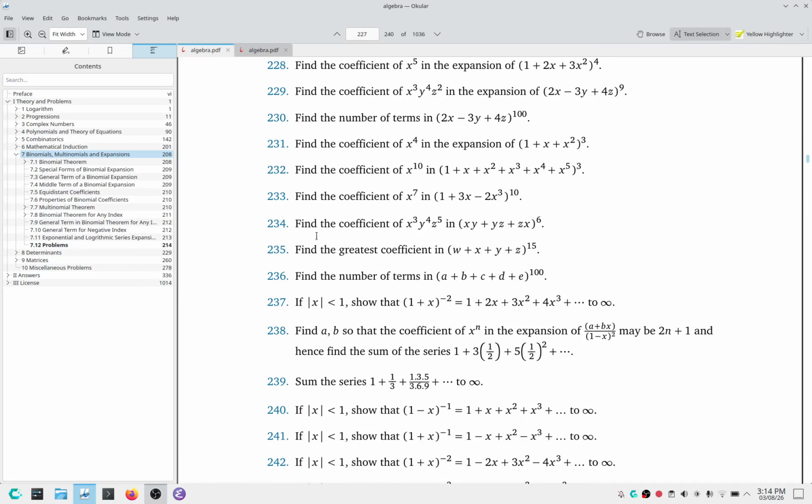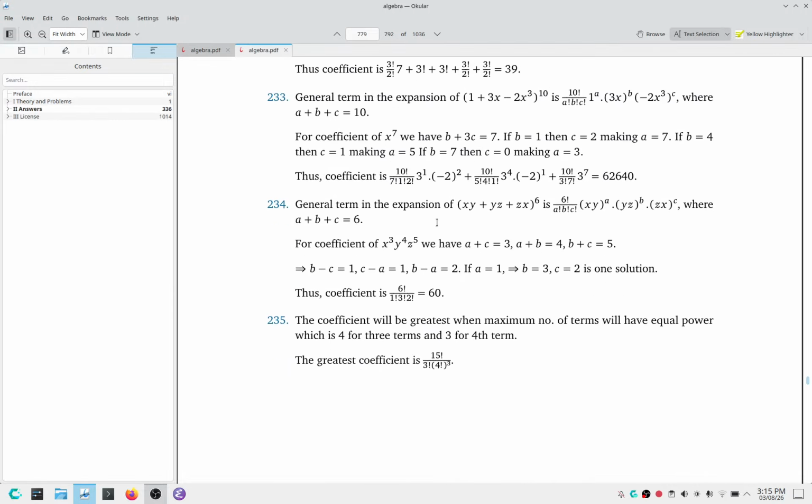Question 234 says: find the coefficient of x to the power 3, y to the power 4, z to the power 5 in (xy plus yz plus zx) to the power 6. So, similar problem, we'll have the general term as 6 factorial upon a factorial times b factorial times c factorial, (xy) to the power a, (yz) to the power b, (zx) to the power c. So a plus b plus c is equal to 6, and we have x to the power 3, y to the power 4, z to the power 5.